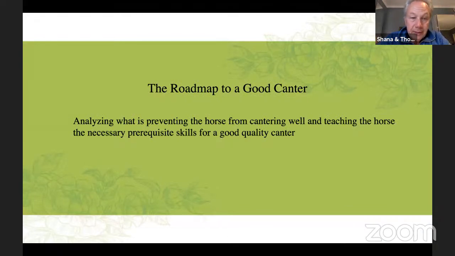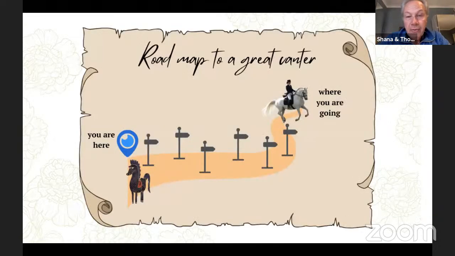Then here, roadmap to a good canter. Analyzing what's preventing the horse from cantering well and teaching the horse the necessary prerequisite skills for good quality canter. That's your theoretical knowledge.